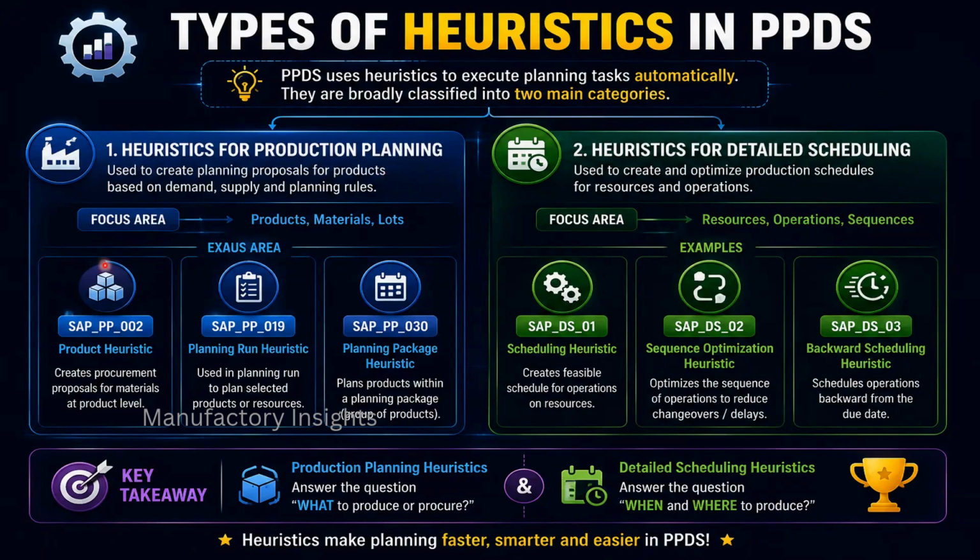Product heuristics focus on material and product planning, whereas service heuristics won't create any procurement proposals, but they support the planning. For example, creating a fixed pegging relationship is one example of a service heuristic. So each category solves a specific planning problem and can be combined depending on the planning scenario.